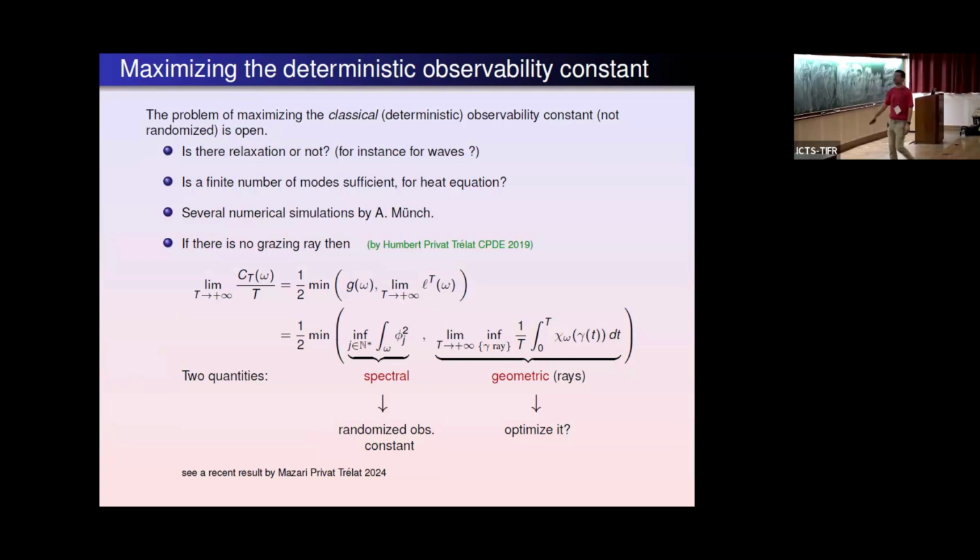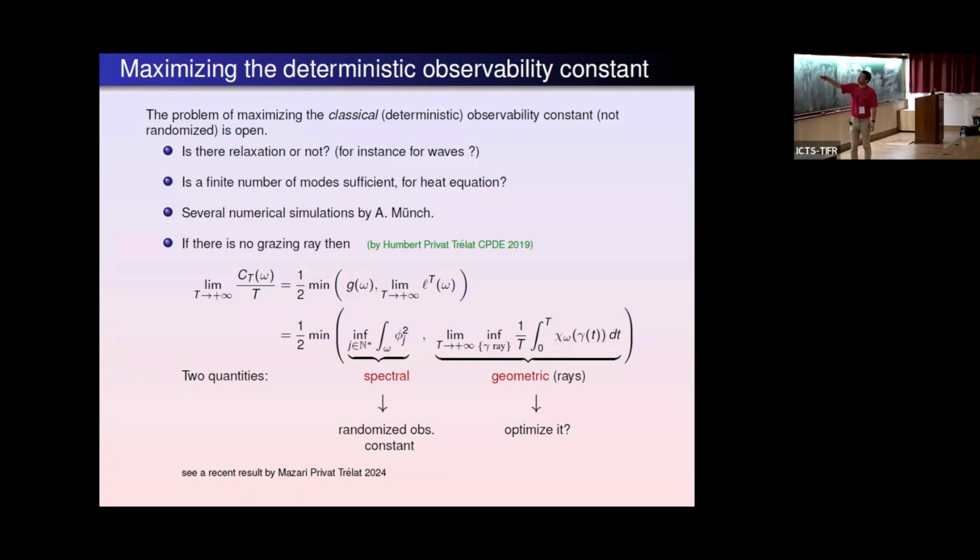So, as I showed yesterday, and at least it is proved for the limit in time, you remember, the observability constant for the wave is essentially the minimum of two quantities. At least it's a conjecture for finite time. The first quantity is purely spectral, and as I showed, this spectral quantity, which I also called G of omega, is also the randomized observability constant, right? And this is the constant that we have tried to maximize today. So in maximizing this quantity, it means that we have maximized half of the truth, in some sense, right?